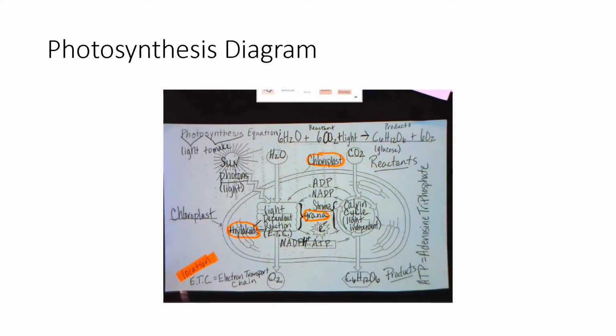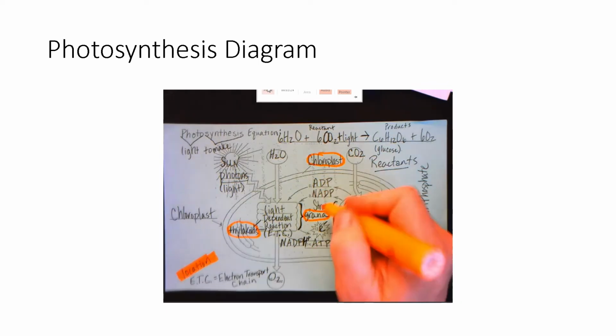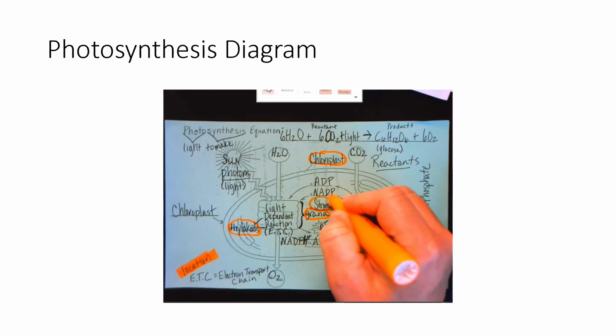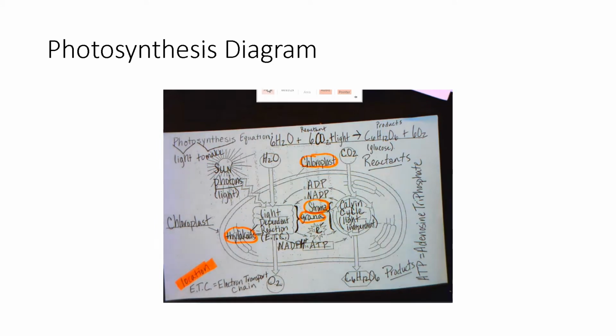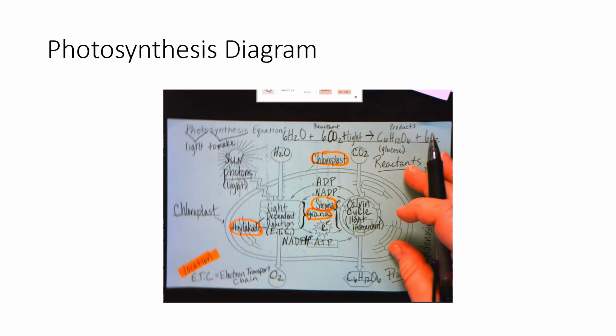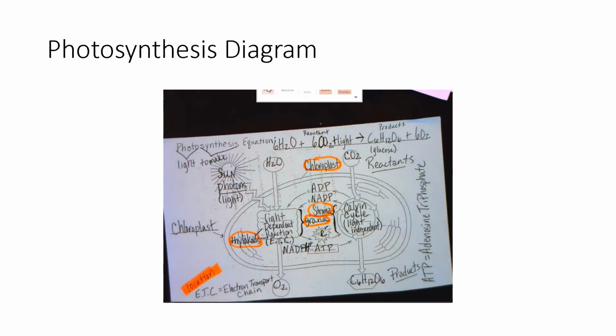I wrote some things on the side, ETC, electron transport chain, ATP, adenosine triphosphate. Everything that's highlighted in orange, there actually should be one more thing, the stroma. These are locations where things happen. Everything else is not a location. It's just either the name of the reaction or it's a name of a molecule.